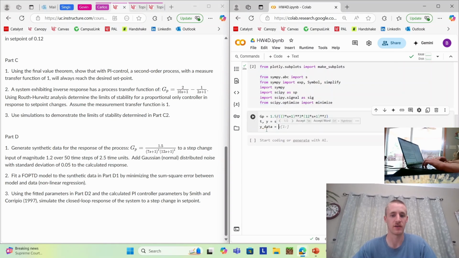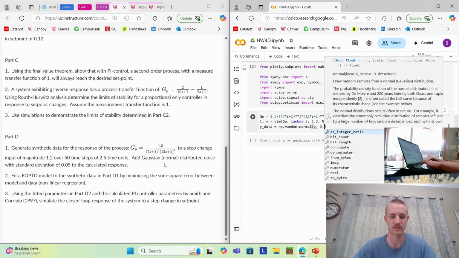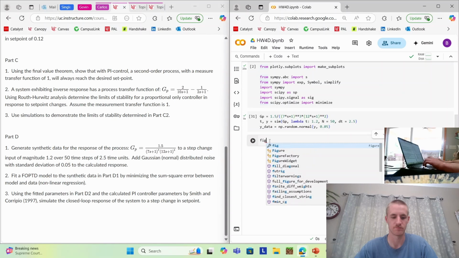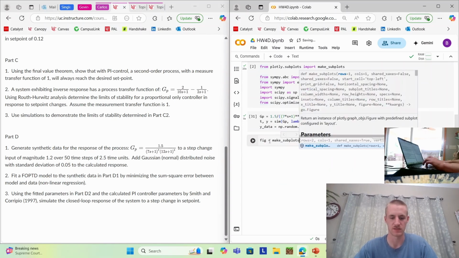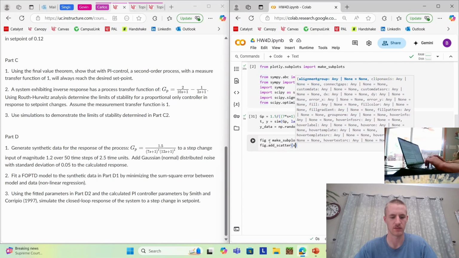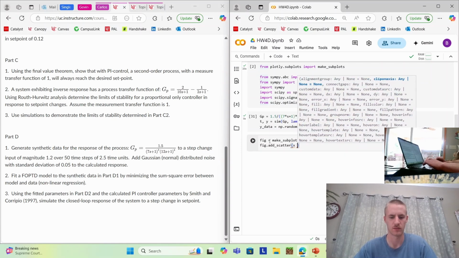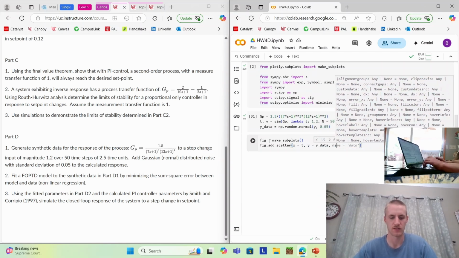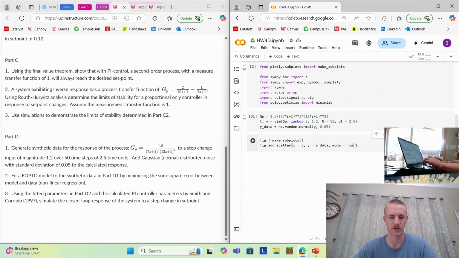So we can go ahead and split that into time and y. And then for our Gaussian distribution here, we'll just do np.random.normal of y and 0.05. And now I'm going to go ahead and make a subplot to show what that looks like. fig.add_scatter of x equals t, y equals y, mode equals markers.